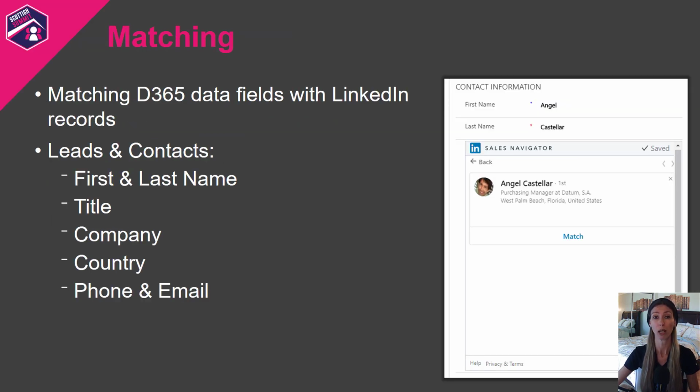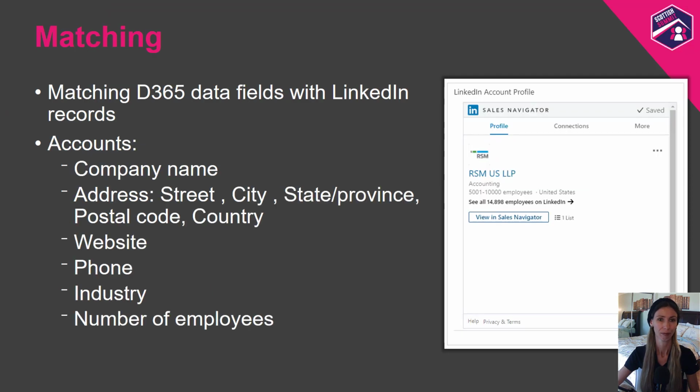Data validation also helps with the matching of Dynamics 365 records with LinkedIn records. The Dynamics 365 fields that are used to match lead and contact records are, as you can see on the screen, first name, last name, title, company, country, phone number, and email. For matching LinkedIn organizations with Dynamics 365 account records, these fields on the account record are used: company name, address, street, city, state, province, postal code, website, phone, industry, and number of employees.